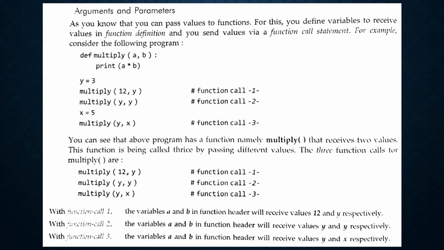Again it comes to this point, multiply(y, y). So control executes this one, multiply(y, y), that means 3 comma 3, so it will display 9. Here x equal to 5, so again it will multiply(y, x). So 3 comma 5 will be copied to a and b: a is equal to 3, b is equal to 5. So it will display 15.